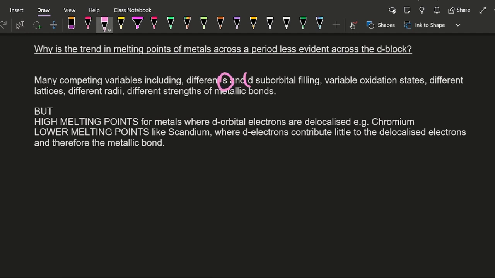The s and the d fill, my God, variable oxidation states. Is it copper 1 plus or 2 plus? The lattices have different shapes, face-centered cubic, body-centered cubic. They're different sizes, they're different. Oh, it's just a lot going on.